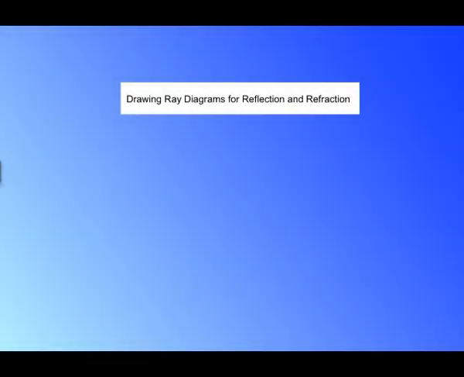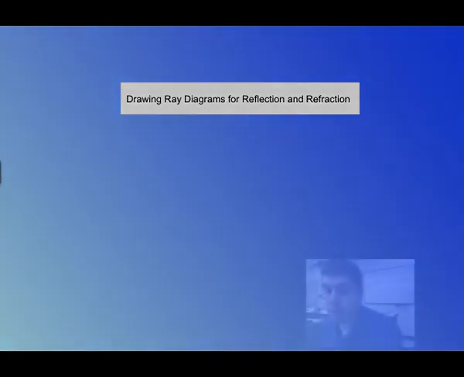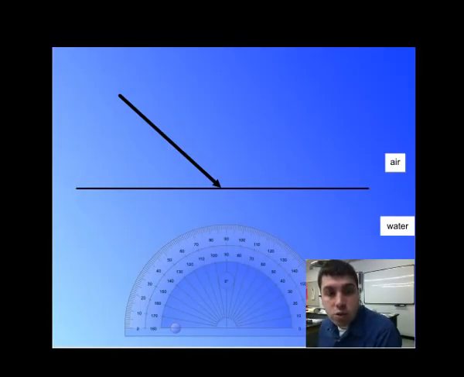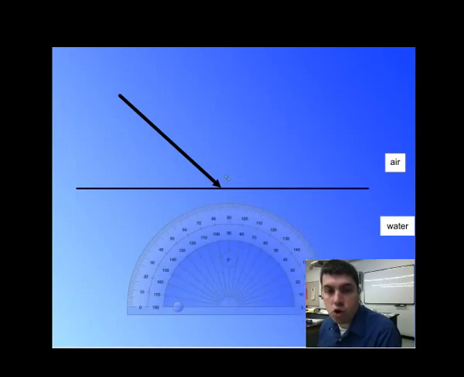Alright, so this tutorial is for drawing ray diagrams for reflection and refraction of various rays in various materials. In this case, we have a very simple one. We have one ray of light going from air into water. The first step when we're going to draw this is to first draw our normal.